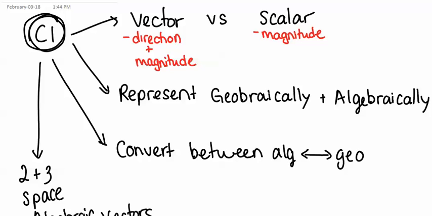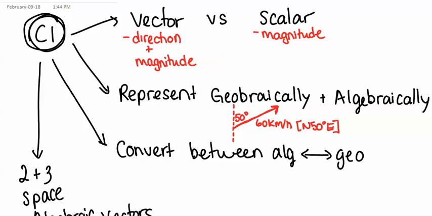The second thing you have to know for C1 is how to represent vectors geometrically and algebraically. Geometrically is when we represent them using directed line segments. For example, if we had to represent the vector that's going north 50 degrees east at 60 kilometers per hour, we should be able to represent it in words and as a directed line segment.